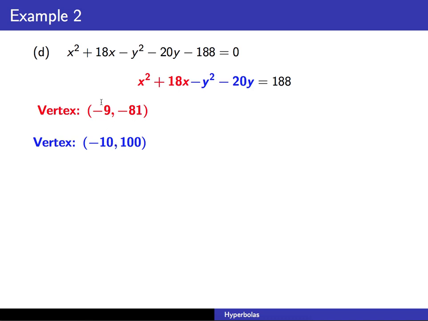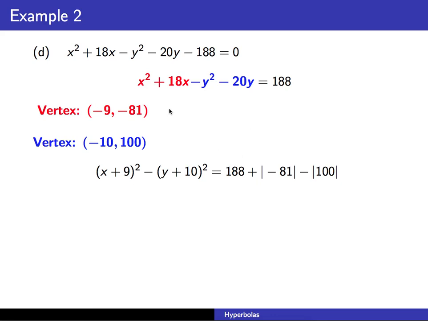So we're going to have x minus a negative 9 in parentheses squared, which will become x plus 9. And then y minus a negative 10 in parentheses squared will become y plus 10. There's our x plus 9 in parentheses squared, and there's our y plus 10 in parentheses squared. The coefficient for x squared is 1, so we'll copy that down in front of the x plus 9. The coefficient for y squared is negative 1, so we'll put that negative 1 in front of y plus 10 in parentheses squared. Then bring down the 188.